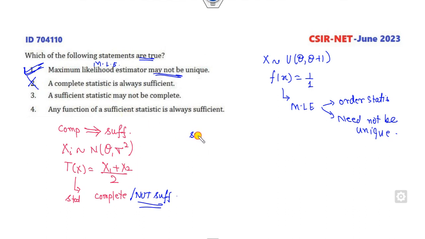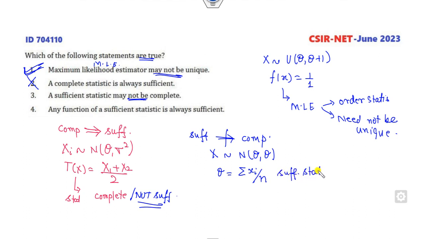Sufficient may not be complete. Again, we will provide an example. That's again very simple. I can take two numbers, where the mean and variance are the same. Then the sample mean is a sufficient statistic, but it is not complete. So that's a correct statement: sufficient may not be complete. Look at the last option. What is that? Any function of a given sufficient statistic is always sufficient.